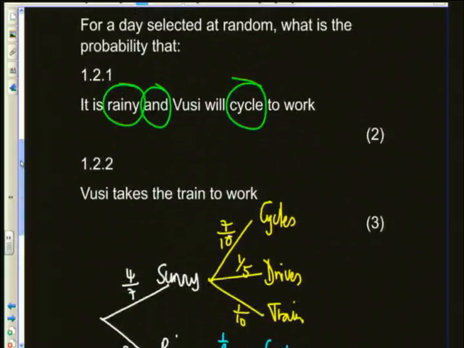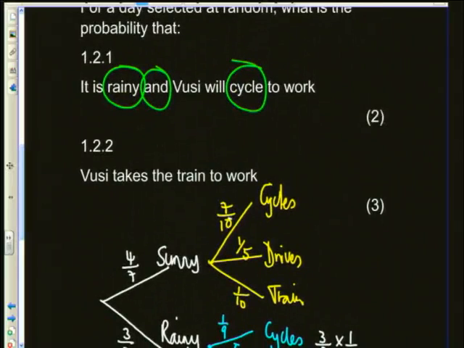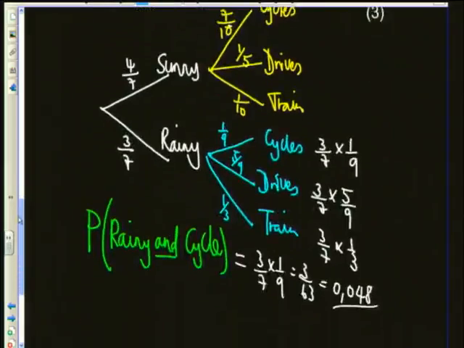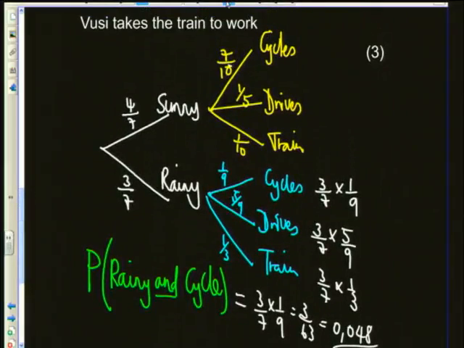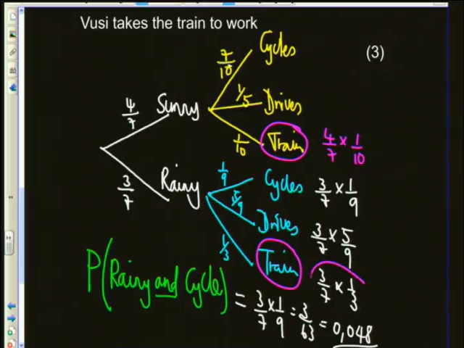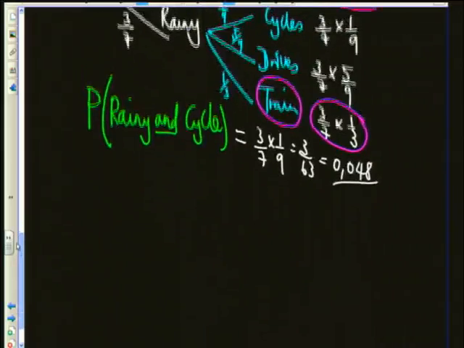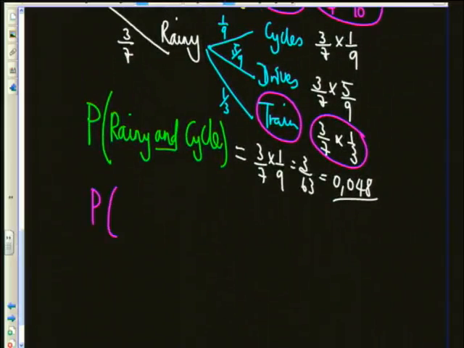Right, and then the last question is, what is the probability that Vusi would take a train to work? Okay, so now, if we were looking at the train situation, he takes the train here, and he takes the train there. So we have to consider the probability here, which would be a 4/7 times a 1/10, and this probability here. So there are two situations, two scenarios. It could be sunny and he takes the train. It could be rainy and he takes the train. So we would have the probability of taking the train.